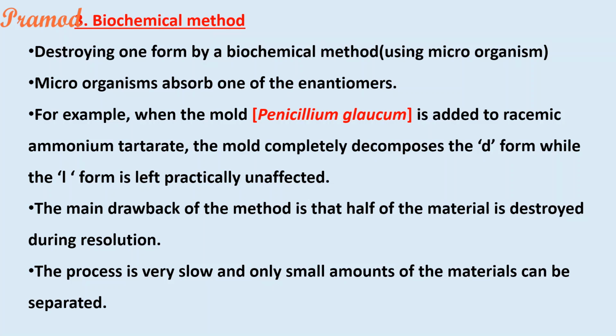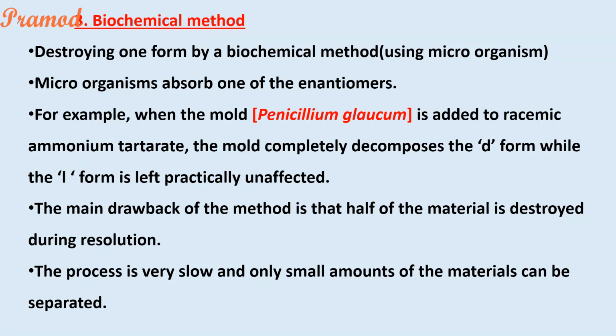Let us take an example: Penicillium glaucum is added to a racemic mixture of ammonium tartrate. What does this Penicillium glaucum do? It will decompose the D form, the dextro form. Your dextro form of ammonium tartrate is completely used up by Penicillium glaucum, and what is left? Only your levo form. Your levo form is unaffected, and this can be separated out from the mixture.